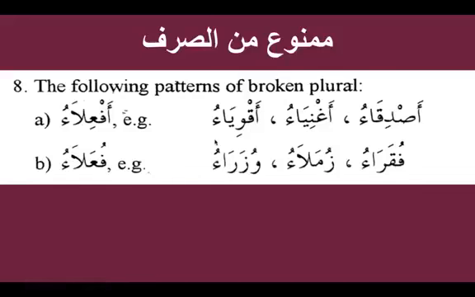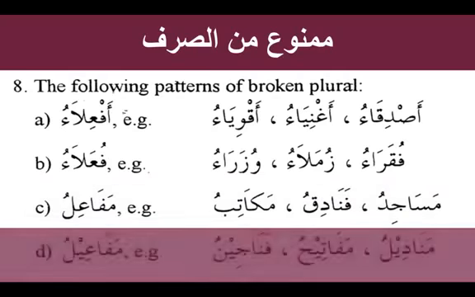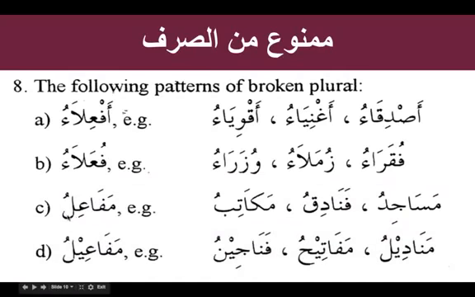And there are 2 more patterns which are most commonly used. These are called mafa'ilu and mafa'ilu. These are the 2 patterns which are mamnu' min as-sarf. So masajidu, fanadiqu is mafa'ilu pattern, and manadilu, mafatihu is the pattern of mafa'ilu. These are also mamnu' min as-sarf. These are the certain categories of mamnu' min as-sarf where the nouns in their majroor forms don't take kasra, and in the natural state they've got only one dhamma. So this is the main thing to remember.